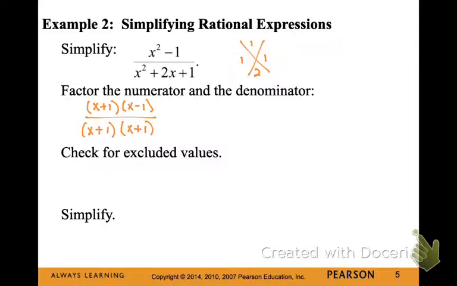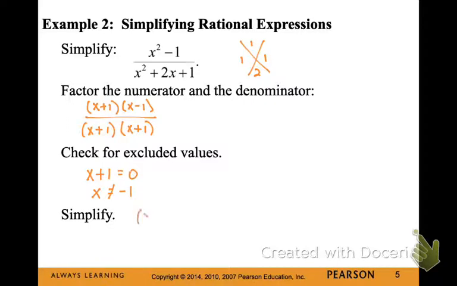Now before I simplify, I'm going to look for excluded values. So I have a repeated expression in my denominator. I set that equal to 0, and that shows me that if x is negative 1, I will get 0 in the denominator, so we need to exclude that value.